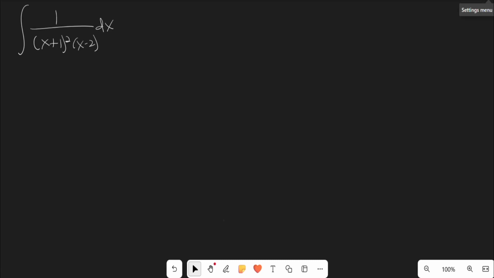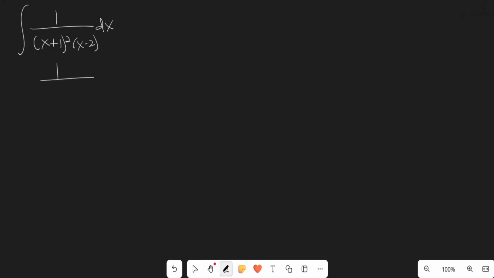So in this tutorial, we're looking at the integral of 1 all over (x plus 1) squared times (x minus 2) dx. How do you evaluate this integral of this rational function? This can be split down into functions that will be relatively easy for us to integrate by using partial fractions. So how do you do that?